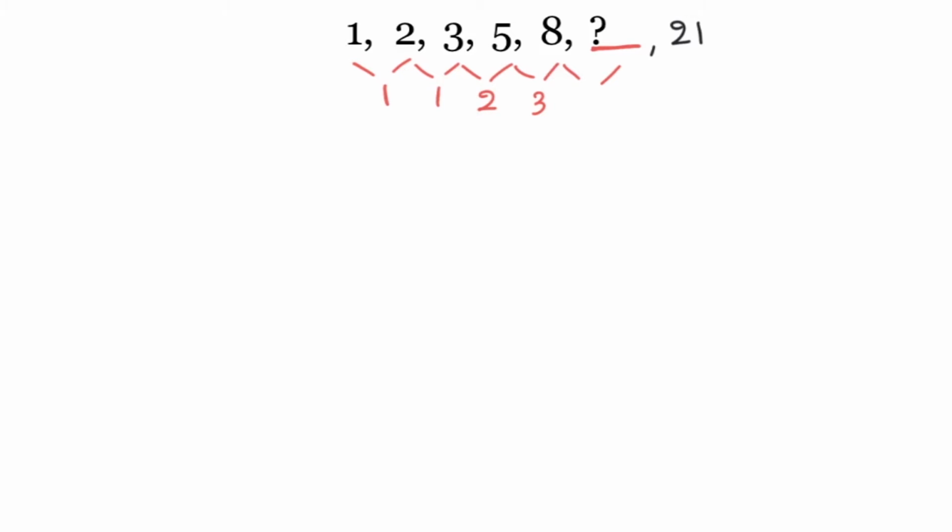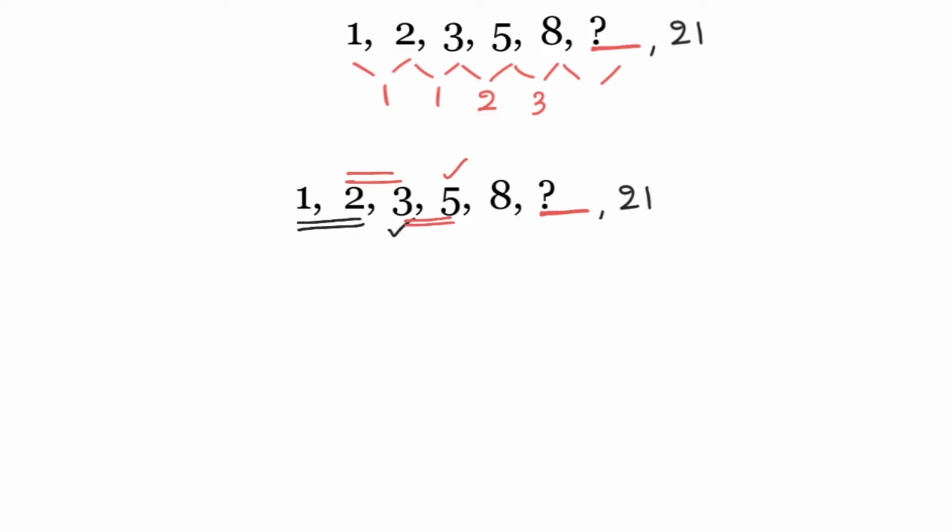1, 2, 3, 5, 8. We don't know the next term. Here 1 plus 2 is 3. 2 plus 3 is 5. 3 plus 5 is 8. 5 plus 8, the next term is 13. And 8 plus 13, the next term is 21.